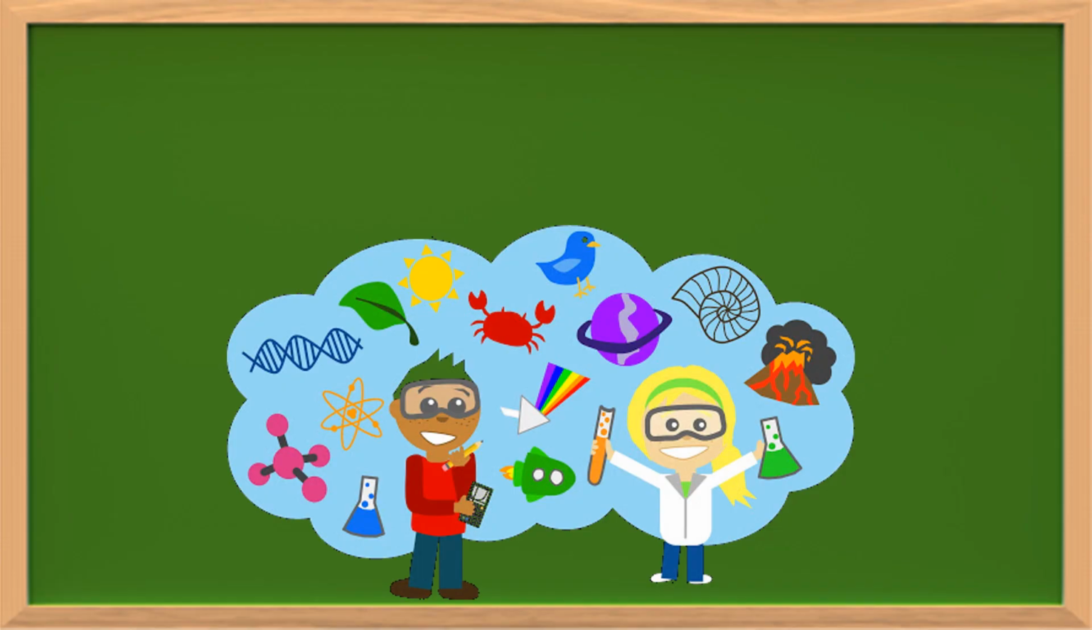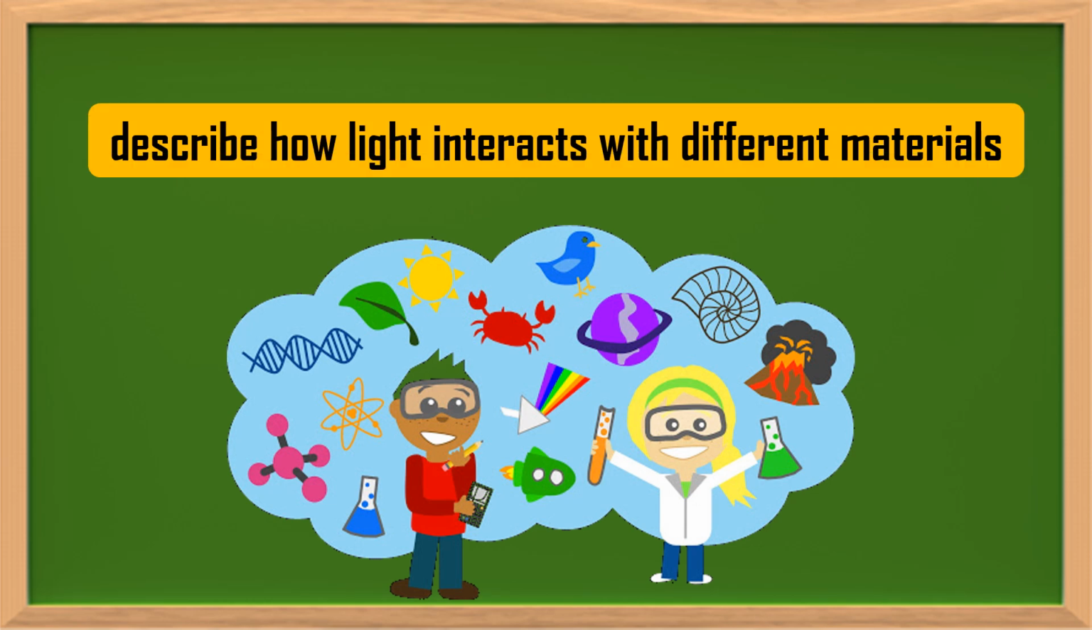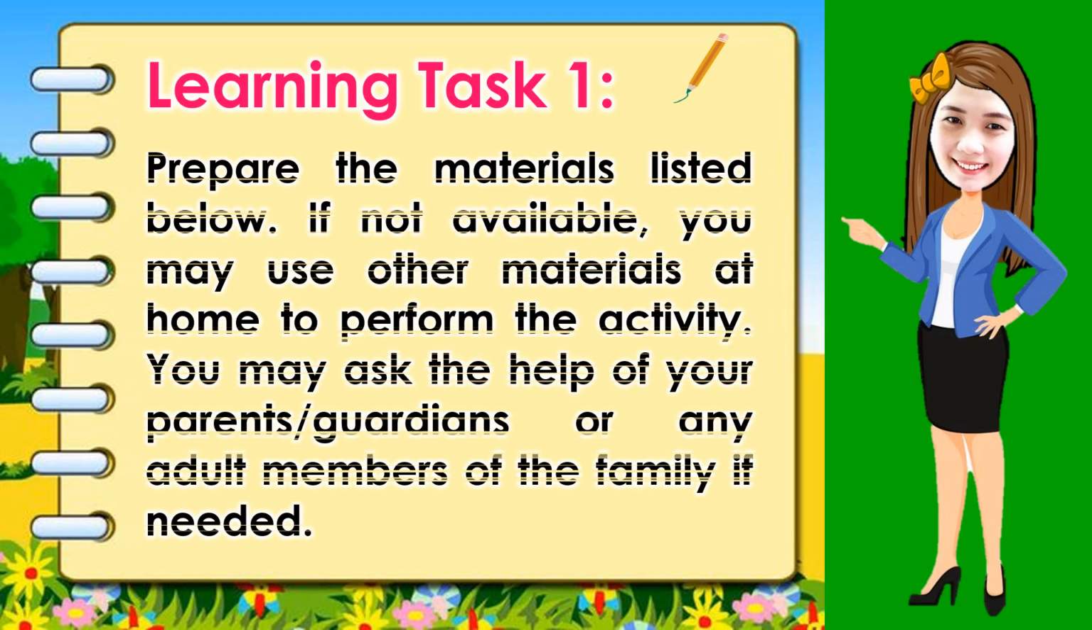The activities that you are going to perform will describe how light interacts with different materials. Learning Task 1. Prepare the materials listed below. If not available, you may use other materials at home to perform the activity. You may ask the help of your parents or guardians or any adult members of the family if needed.